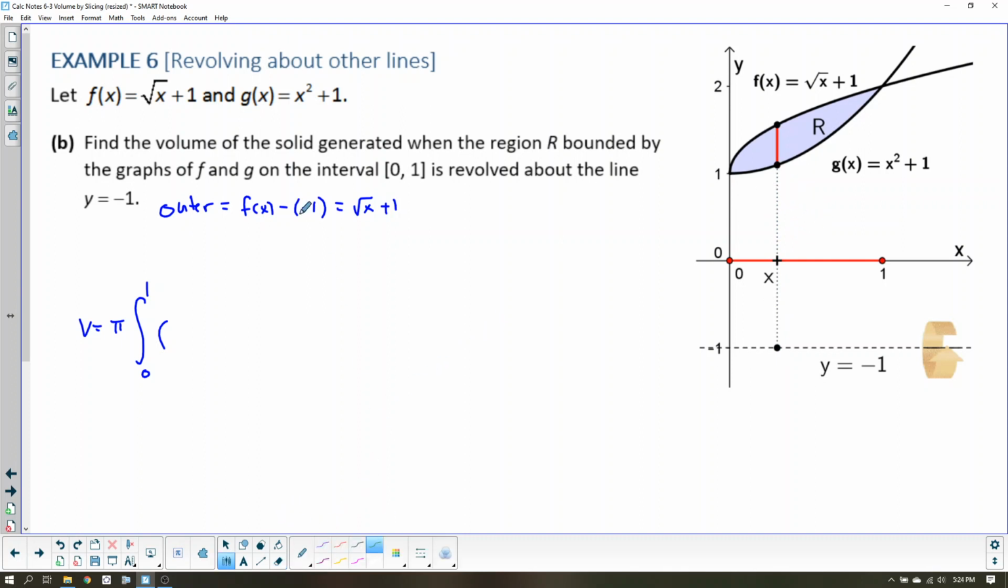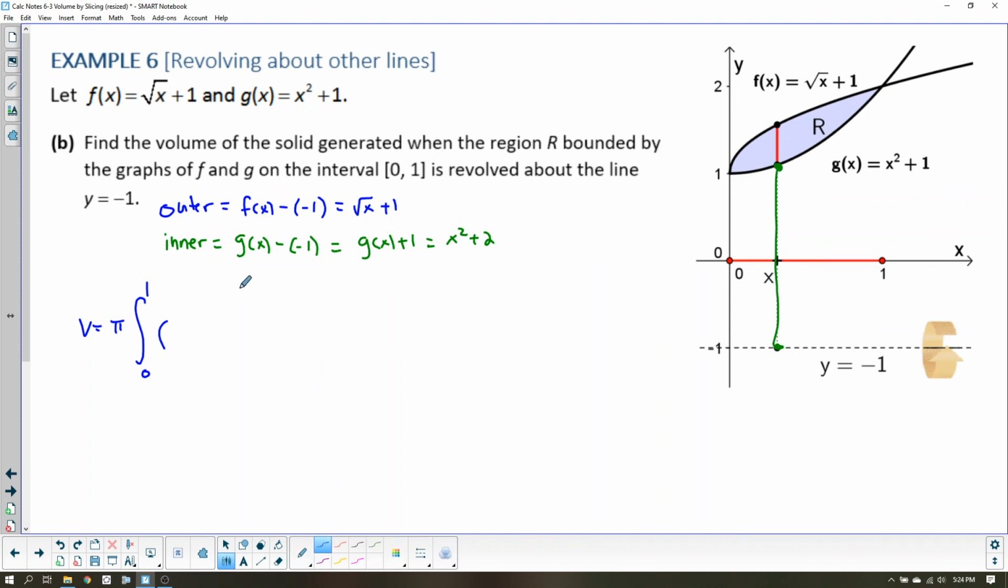Okay, let's do inner radius. So the inner radius would be the distance from here all the way down. So again, you could say upper, which would be g of x, minus lower, which again is negative 1. So this is really g of x plus 1, which is going to be x squared plus 2 when you add these two together. So that's the g of x, you're adding 1 to it, just like the previous one.